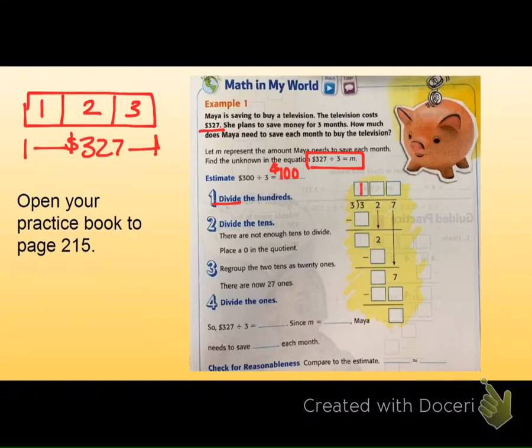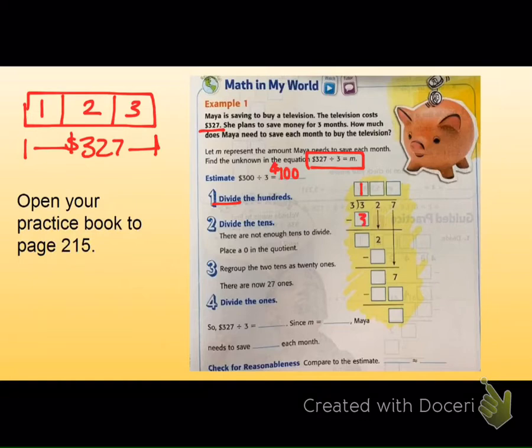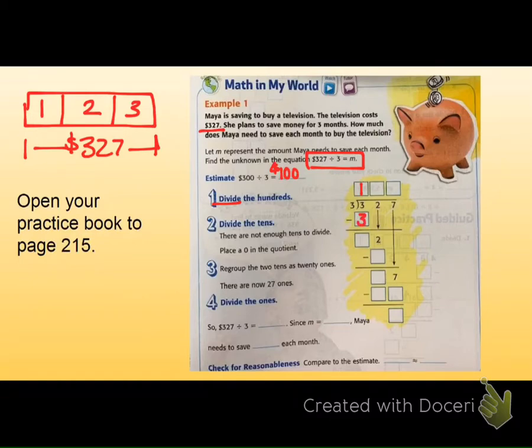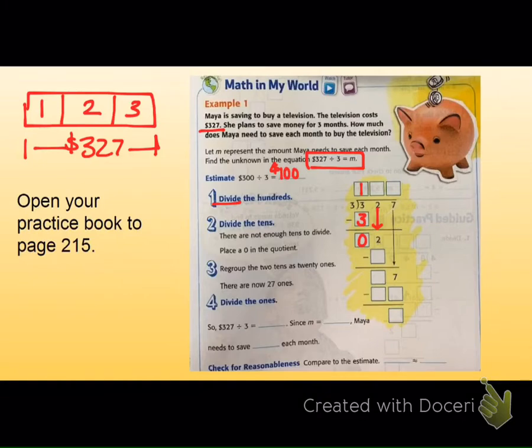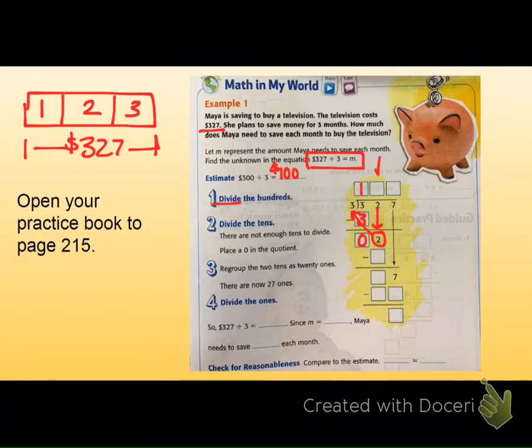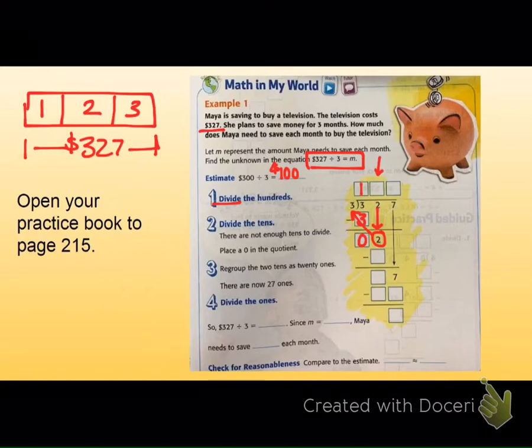1 times 3 is 3, and then we subtract. They've already brought that 2 down for us. Here's a case just like we had in our other problem, where this 2 is smaller than the number that we are dividing by. So we have to put something in this tens column. We can't just leave it blank. So we have to fill it in with a placeholder, and that placeholder is 0.